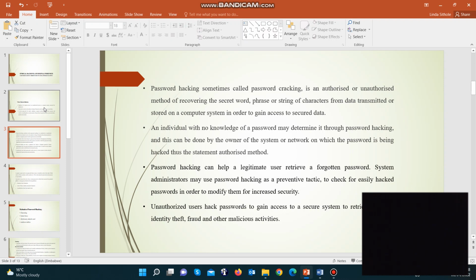We say it's authorized if a user of a computer has forgotten their password. They can use tools to crack that password and gain access to their computer system, or maybe a user of a certain file which contains important information has forgotten a password for that file. If they use tools to crack the password and gain access to that file, then we say it's authorized. Then it becomes unauthorized if a hacker or anyone who is unknown to this resource or to this computer system or to this database gains access to it without the knowledge of the owner. Then it becomes unauthorized.